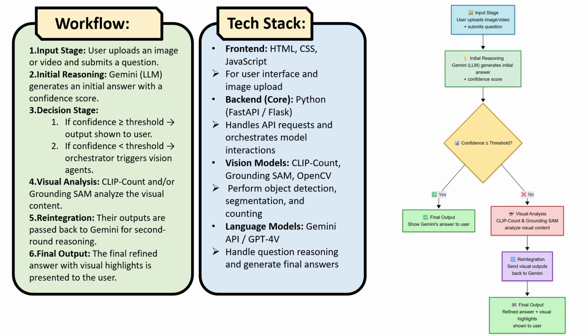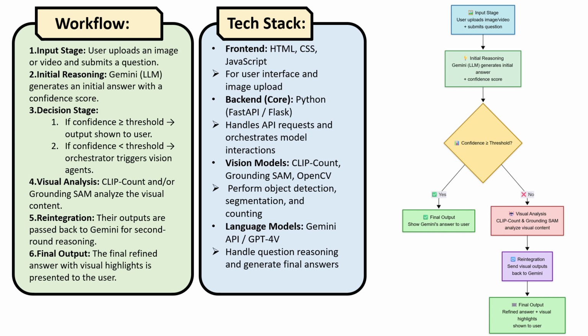Coming to our workflow, the user uploads an image or a video along with a question. Our large language model, Gemini, gives an initial answer with a confidence score. If the confidence is high enough, the answer is displayed. If it is low, the system triggers CLIP Count and Grounding SAM for deeper visual analysis. The results are passed back to Gemini, which refines the final answer with visual highlights for explainability.